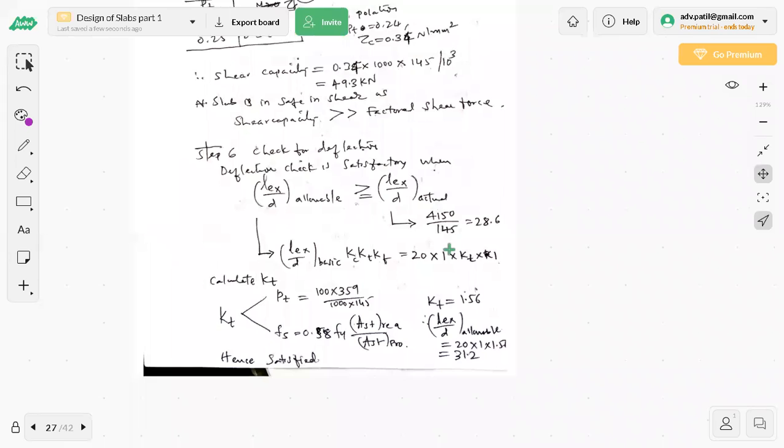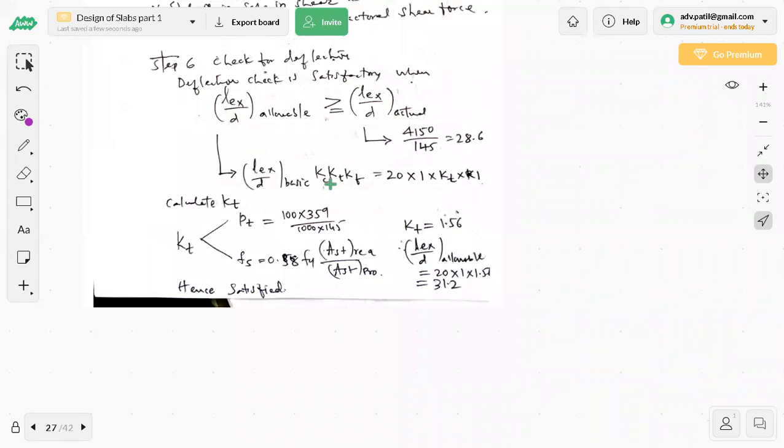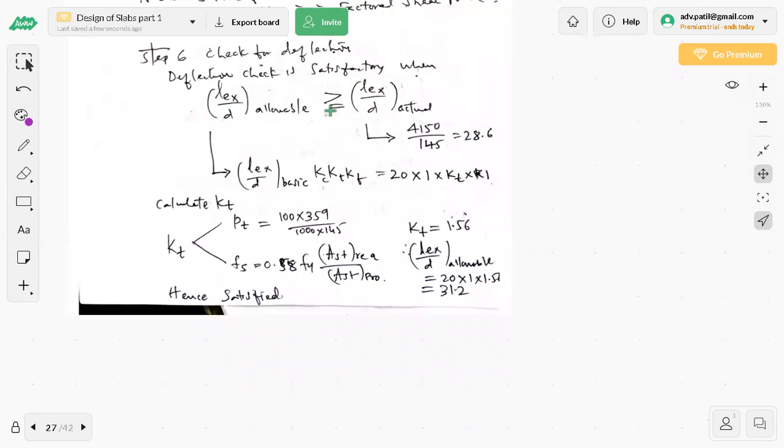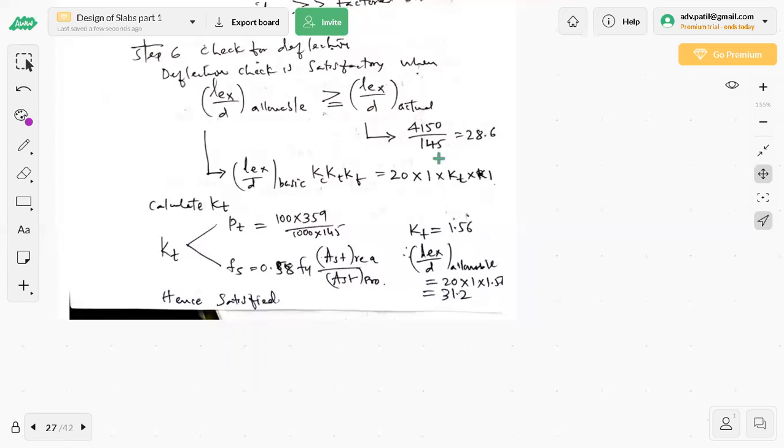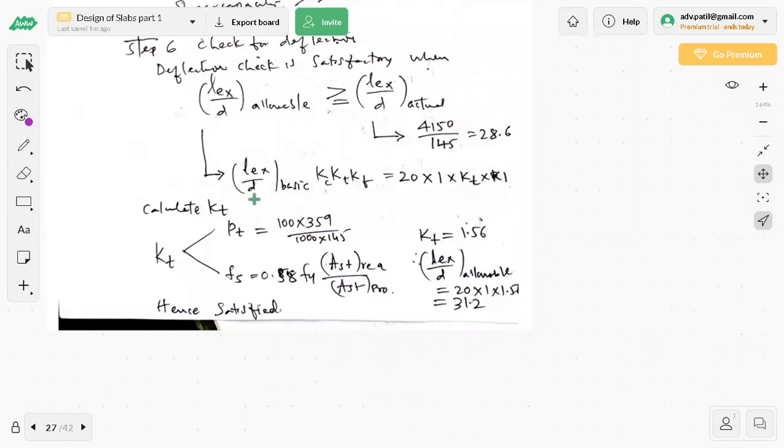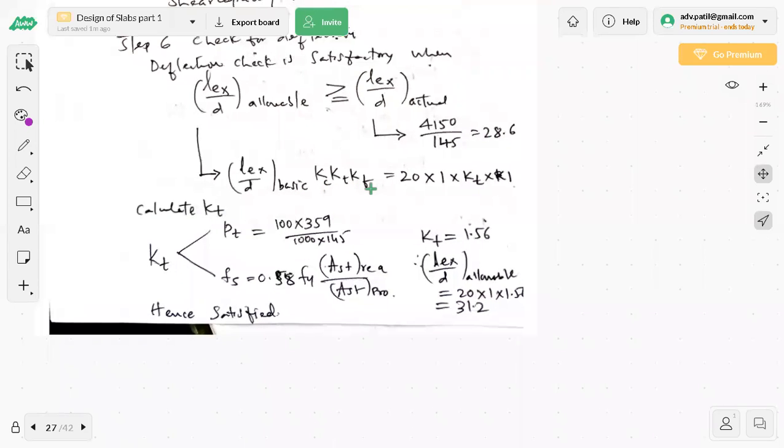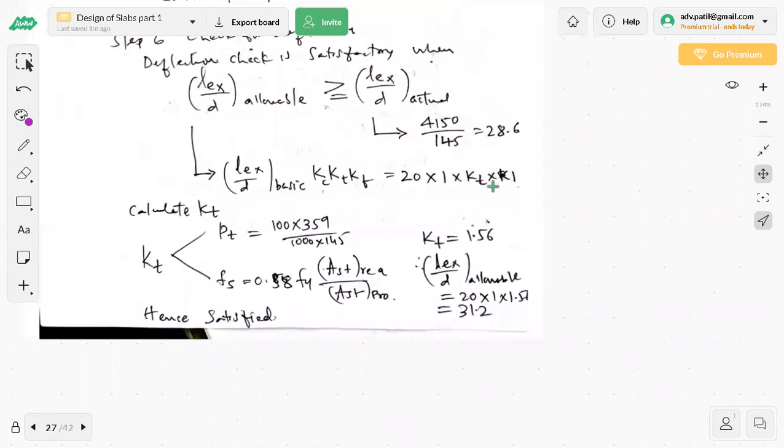But check for deflection, you have to follow it properly. Same formula. Lx by d allowable should be more than or equal to Lx by d actual. Lx by d actual is direct: 4150 is Lx divided by 145, which is small d. That is 28.6. So allowable should be more than this. Whatever value you calculate, Lx by d basic into Kc, Kt, Kf. No Kc, no Kf will be there in slabs because it is not doubly reinforced. There is no flange here. Slab design it is. So Kt has to be calculated.